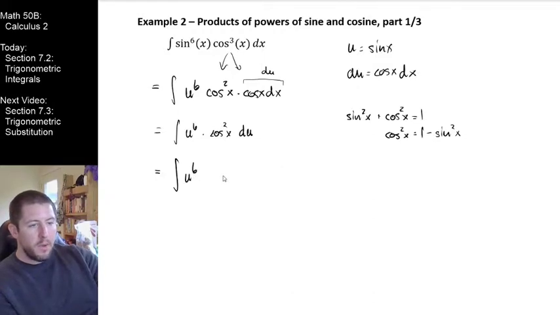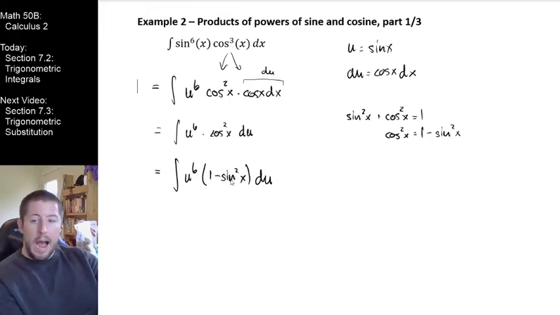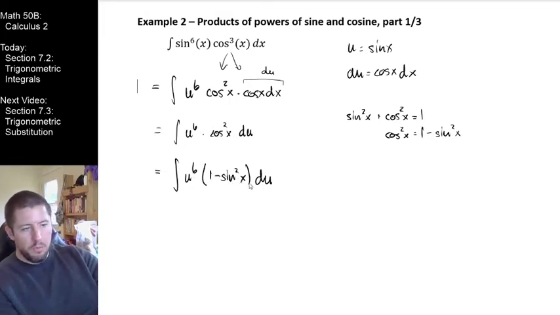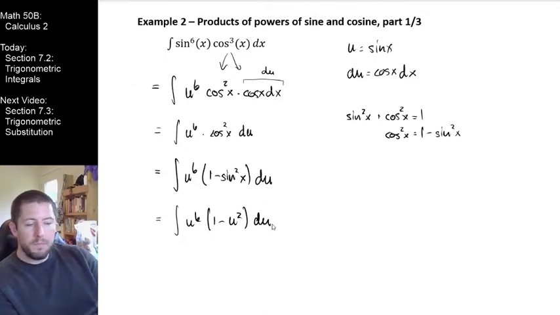So in this case, it looks like we can do a little u to the sixth. That's going to be a 1 minus sine squared of x. That's our new cosine expression there, du. Again, I'm still not in good shape with my integral. I got some u parts, I got some x parts. I need to be all in terms of one variable, u, because that's our variable of integration right here. But now it looks like I can get there. U to the sixth times 1 minus u squared du.